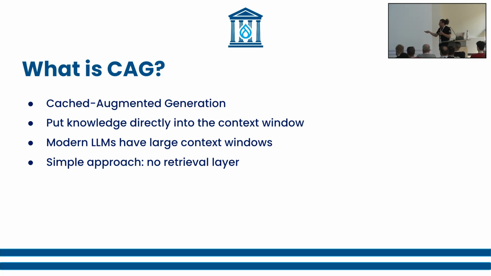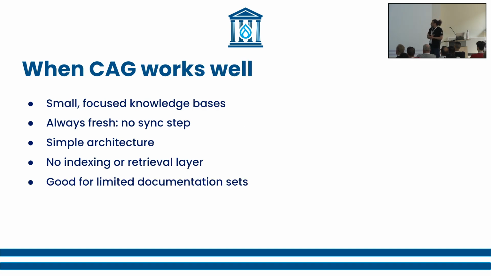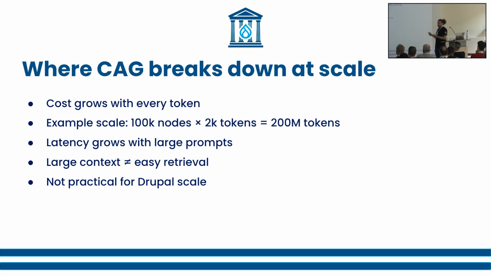And it's a simple approach because there is no retrieval layer, there is no vector database. So it works well with small and focused knowledge bases. You have always fresh content. As I said, it's a simple architecture, and there is no retrieval, but it's good only for a limited documentation set, because you pay per token when you do a request. So every time you pass the whole context to the LLM, you pay for those tokens. Even if it's cached, you're still paying for them.